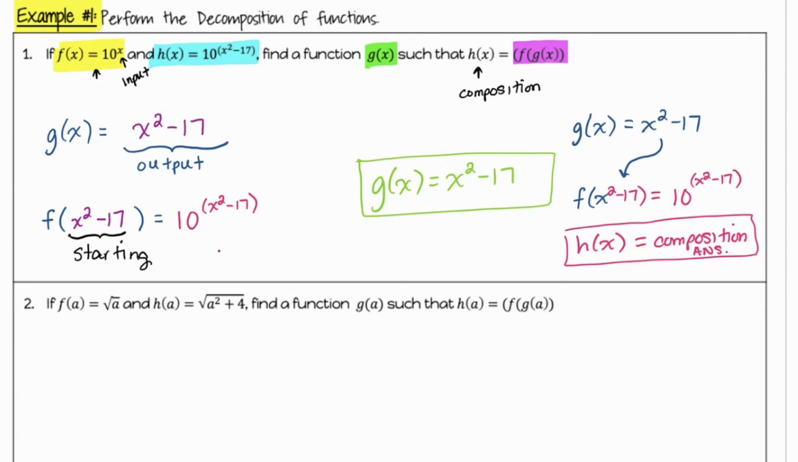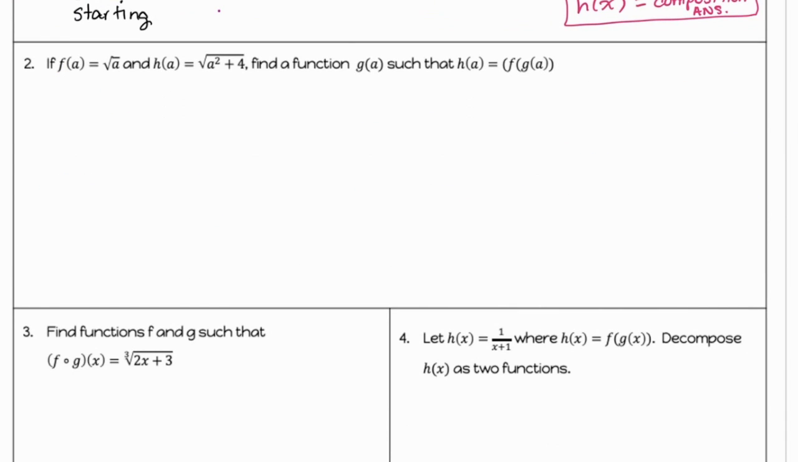So let's look at number 2. The same kind of process, right? I'm going to be given two functions. They gave me my f of a function to be the square root of a. They gave me my h of a function to be the square root of a squared plus 4. Find the function g of a such that h of a is equal to that composition.